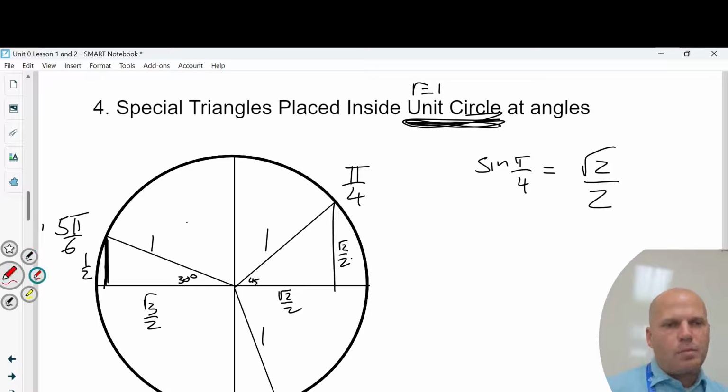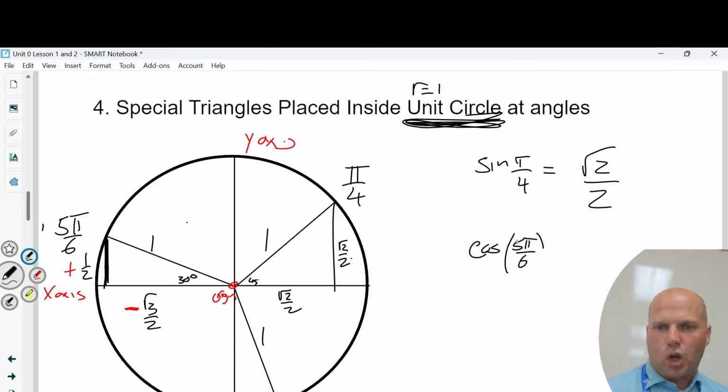The one thing we have to be careful of is that this is the y-axis and this is the x-axis, which means if we're in the second quadrant, we are actually moving left on the x-axis if this is the origin. And we're moving up on the y-axis. So then if I ask you, hey, what is the cosine of 5 pi over 6? You could say, oh, SOHCAHTOA, adjacent over hypotenuse. Oh, negative root 3 over 2.